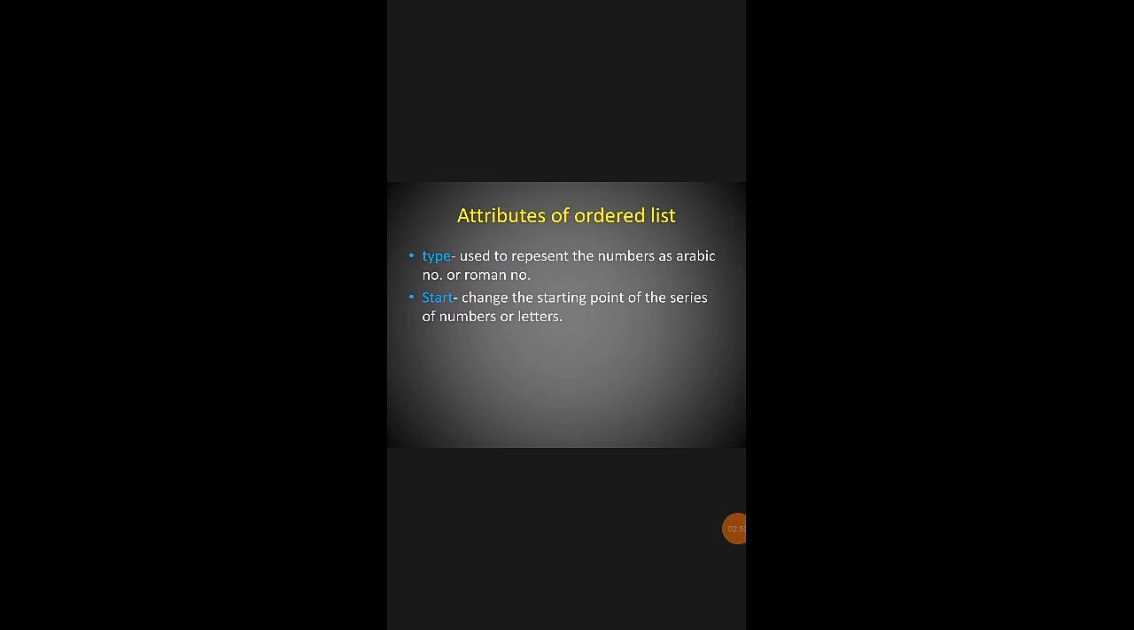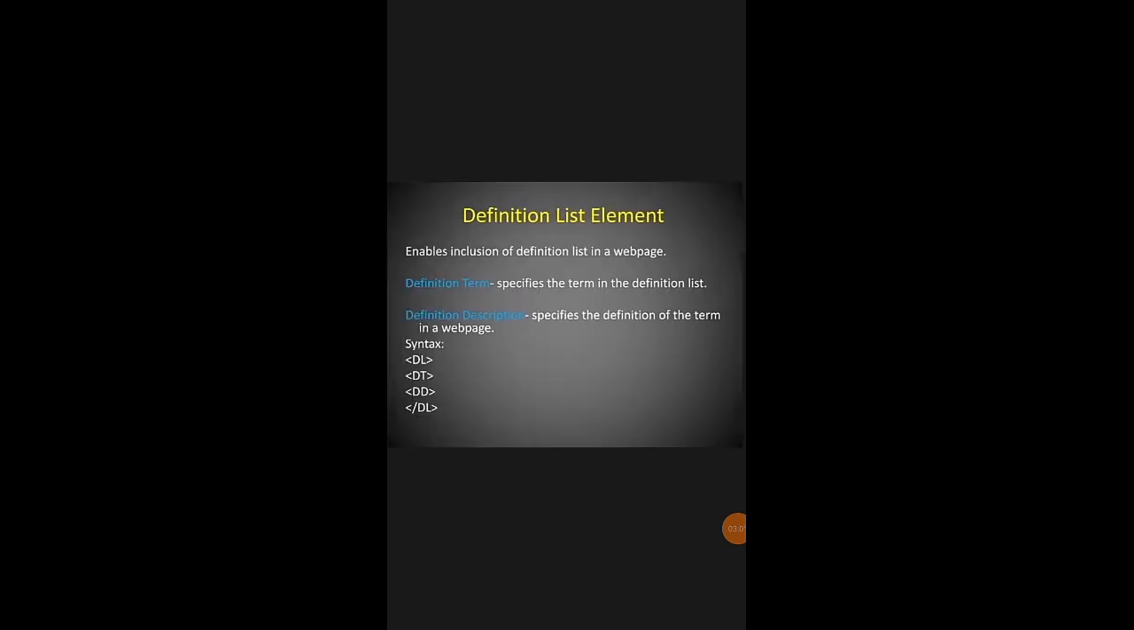These are the types of ordered list, and start defines with which series of numbers and letters we will start the list. After that, the definition list element. The definition list enables the inclusion of a definition list in web pages. We can specify the terms of the definition list, and after that the list of the different topics.